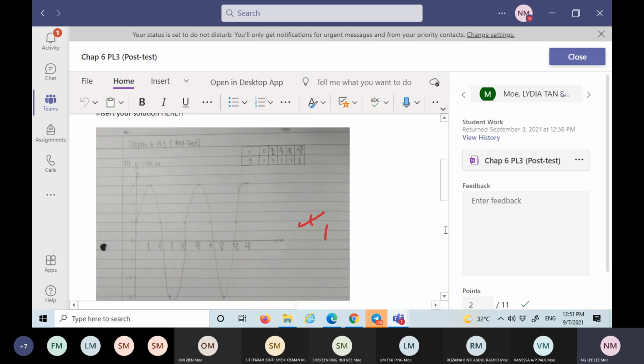Okay, this is Lydia's answer. How did she get this answer? Y, when x is 0, then the y is 1. Lydia, how did you press the calculator? Lydia, did you get mine or not?